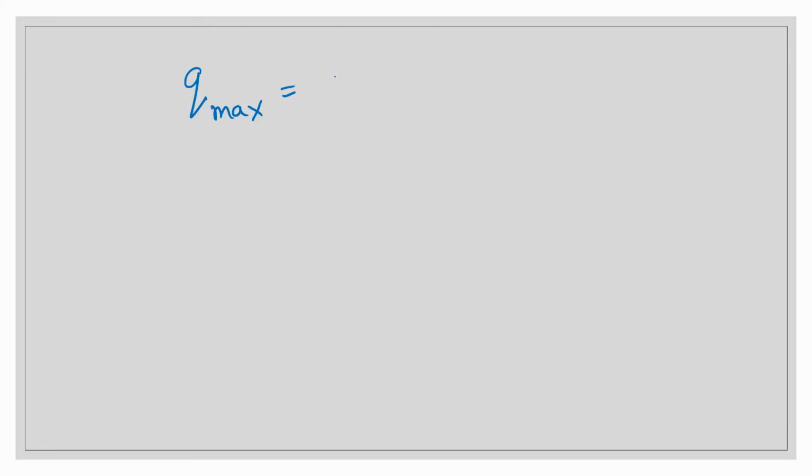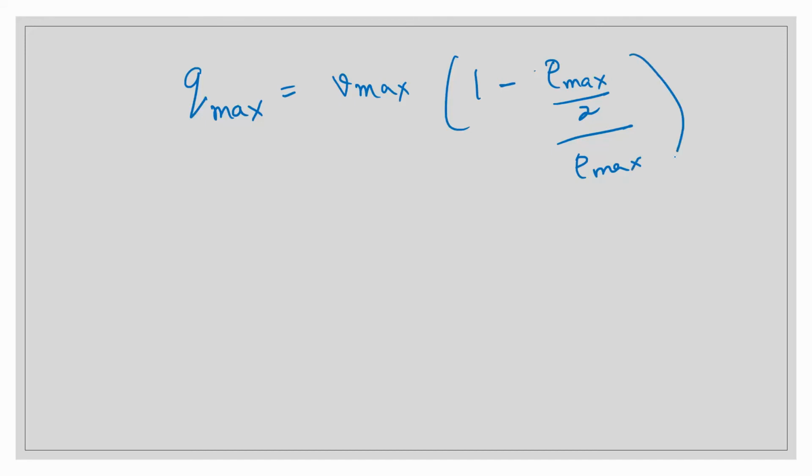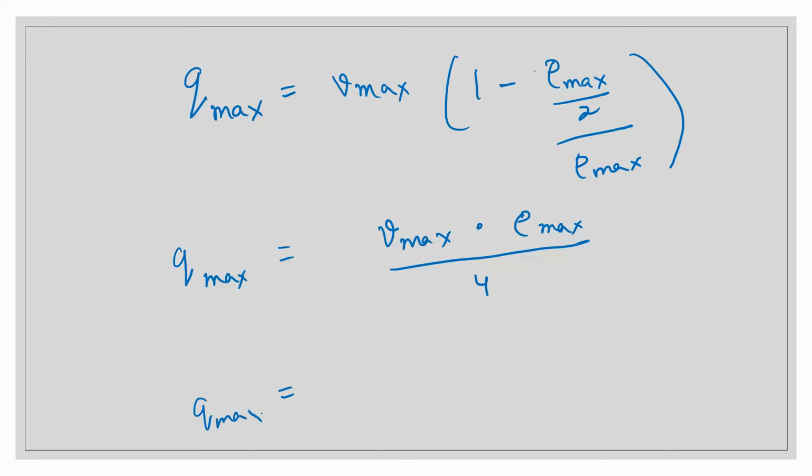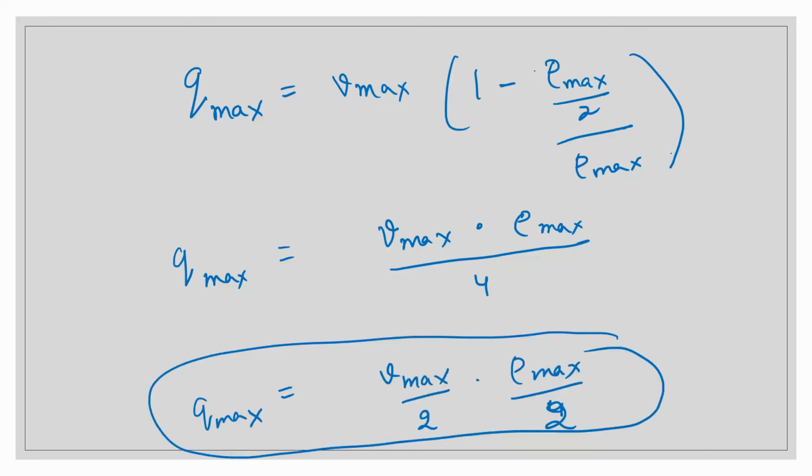I will just put 1 minus, in place of rho I will put rho max by 2 divided by rho max. Now you can find that I will get V max into rho max divided by 4, or I can write Q max, that is maximum flow rate, will be equal to... this is an important formula which you can remember. What will be the maximum flow rate? That will be equal to half of the maximum speed multiplied by half of the maximum density.